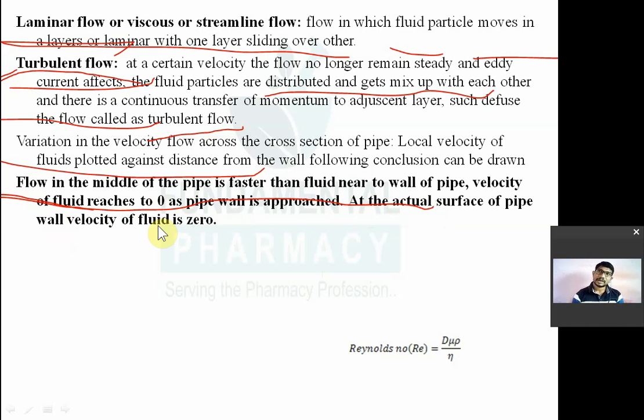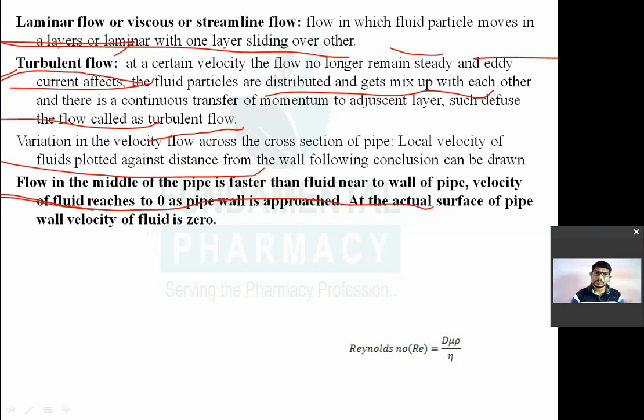ठीक है, जैसे मिडल में सेंटर में अगर फ्लूइड है तो वहां पे वेलोसिटी ज़्यादा होगा और जहाँ पे पाइप का सरफेस है वहां पे फ्लूइड का वेलोसिटी कम होगा, एंड जैसे ही वो सरफेस के जितना ज़्यादा नज़दीक आ जाएगा तो वहां पे वेलोसिटी जीरो रहेगा. Flow in the middle of pipe is faster than the fluid flow near the wall of pipe. The velocity of fluid reaches zero as the pipe wall is approached. At the actual surface of the pipe wall, the velocity of fluid is zero. Okay, so that is the difference.